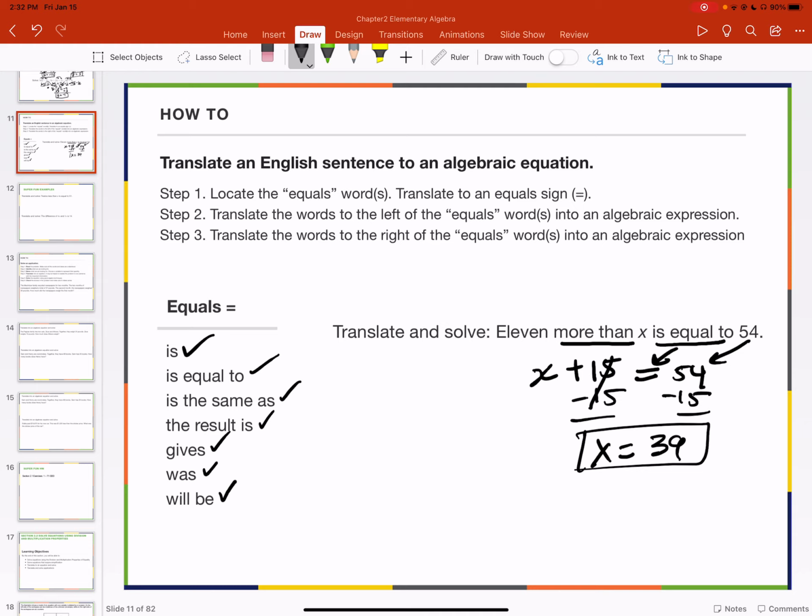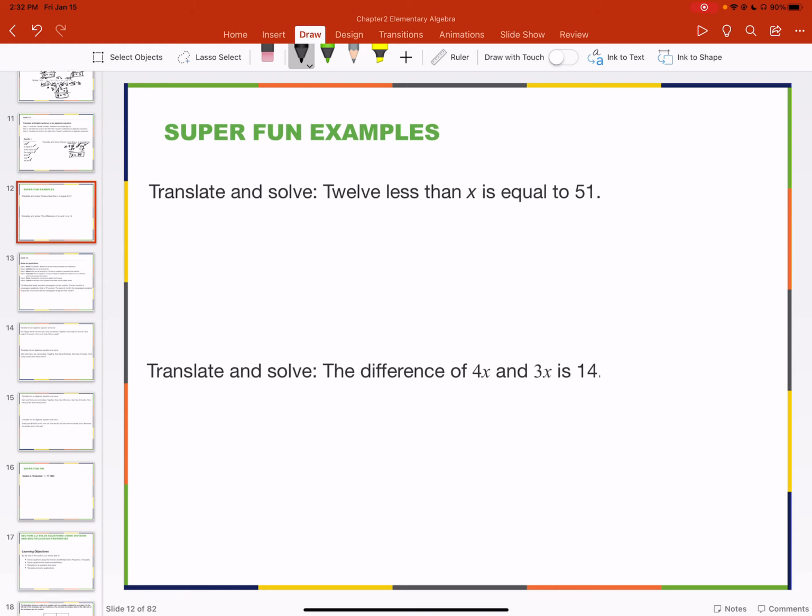Positive. All right, let's do some more. Again, you can always pause the video, work the problems, and then check your answers. I highly recommend that, okay? Because that's what I would have you do in person. So if you could do that, that would be great. Okay, so let's translate this out.